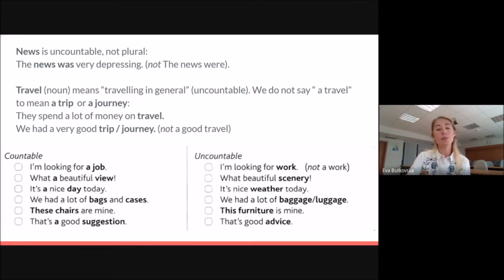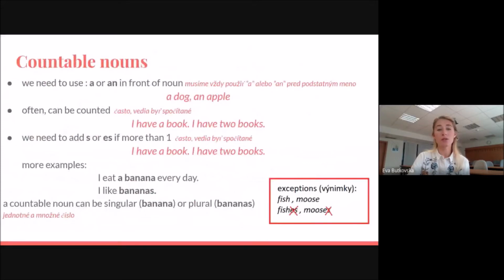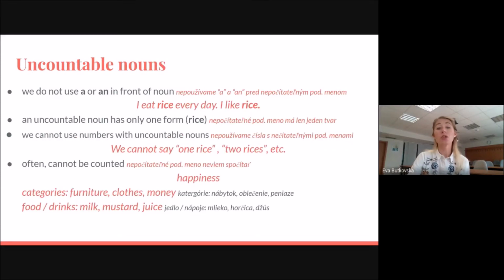But please remember that, like I said, with countable nouns, we use a or an. We add s so we can create plural. But with uncountable nouns, we do not have to use a or an. There is only one form, so we do not create plural.